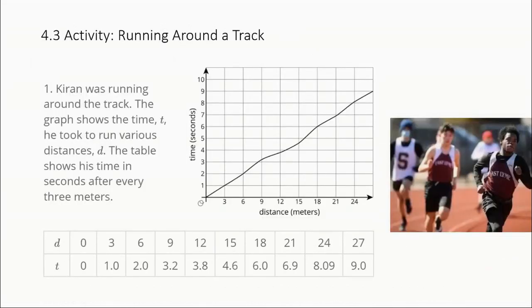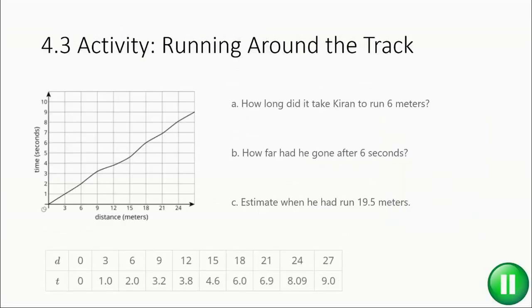So let's check out 4.3. I know we got some track stars in the house. That's good. So my boy Karan was running around the track. The graph shows the time T he took to run various distances D. The table shows his time in seconds every 3 meters. Okay. So here we go.